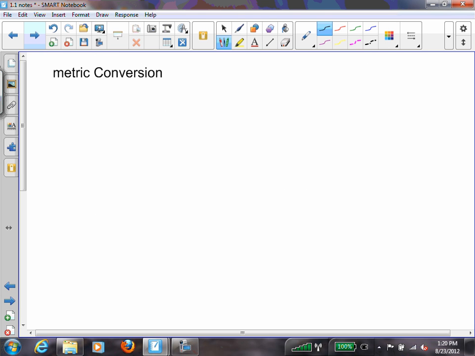Okay, metric conversions. All right, chemistry? You guys in chemistry this year? You're going to use this in chemistry. Okay. Let's do the metrics. How many millimeters in a centimeter? 10 millimeters equals 1 centimeter. How many centimeters in a meter? 100 centimeters in 1 meter.